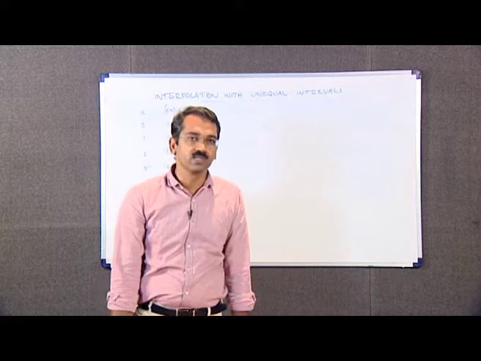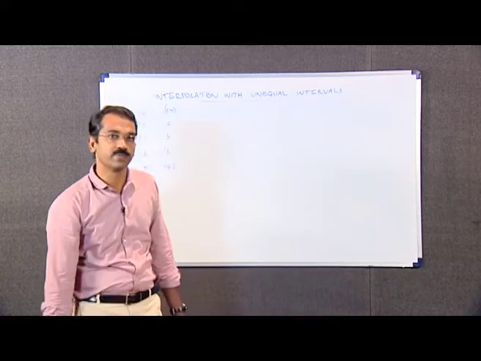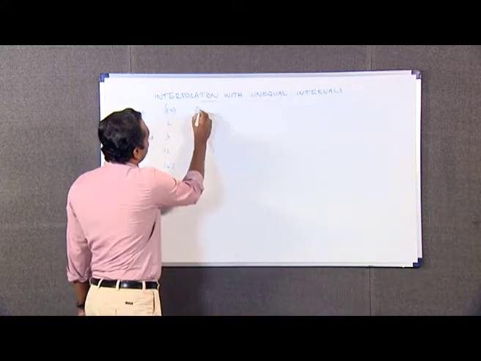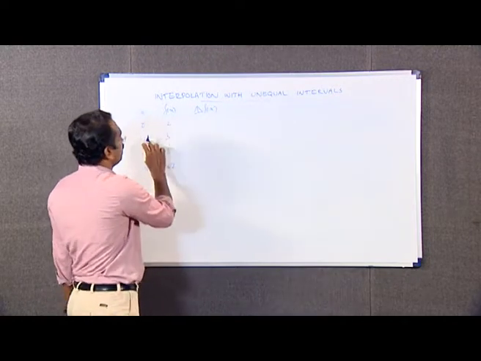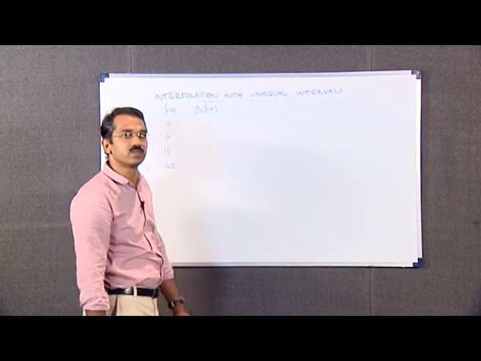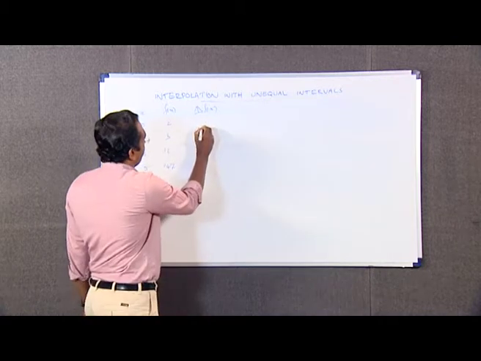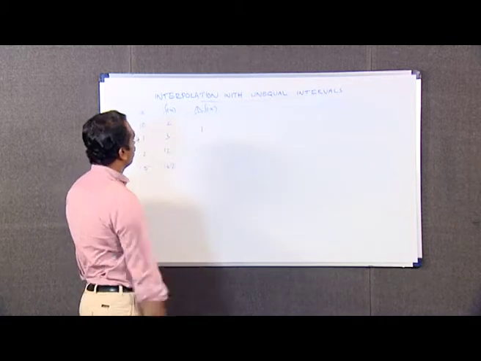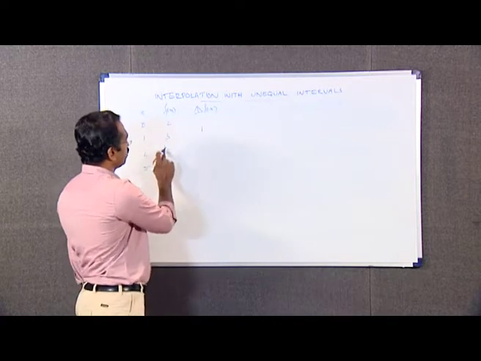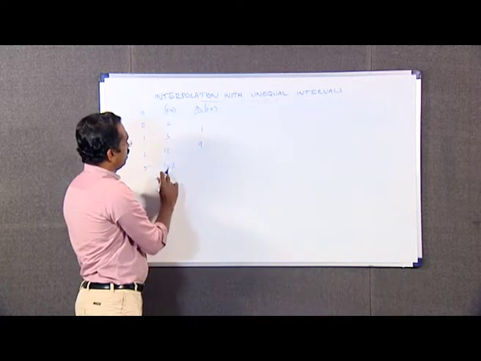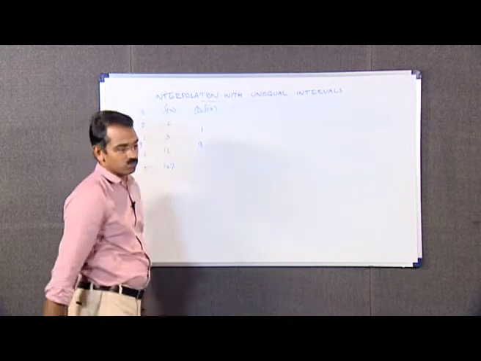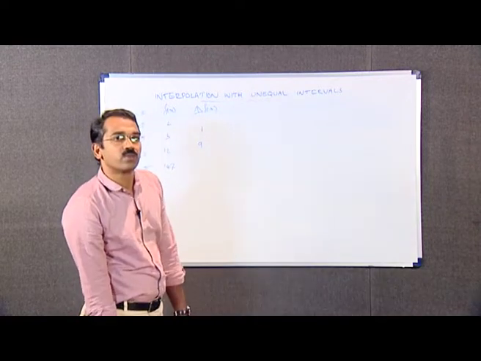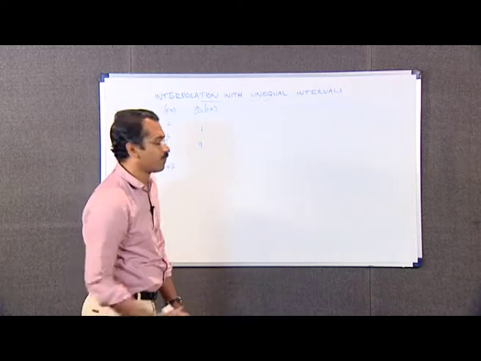Now, first we construct the divided difference table. The first order divided differences are 3 minus 2 divided by 1 minus 0, that is 1. Here 12 minus 3 divided by 2 minus 1, 12 minus 3 is 9. Here 147 minus 12 divided by 5 minus 2, which is equal to 45.